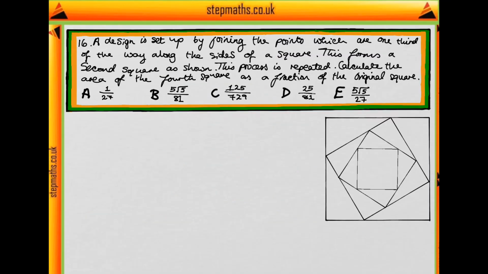This is question 16 of the Natural Sciences Admissions Assessment specimen paper. In this question we have a design which is set up by joining the points which are 1/3 of the way along the sides of a square. So we have a second square as shown, and we're going to keep repeating this process so we get squares within squares within squares. We want to calculate the area of the fourth square as a fraction of the original square.